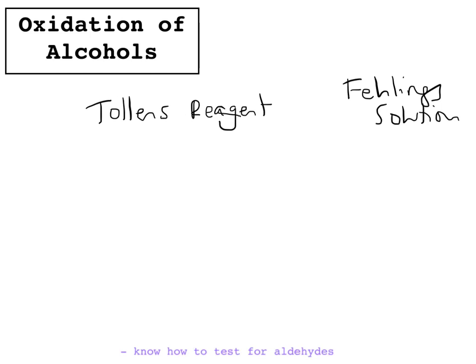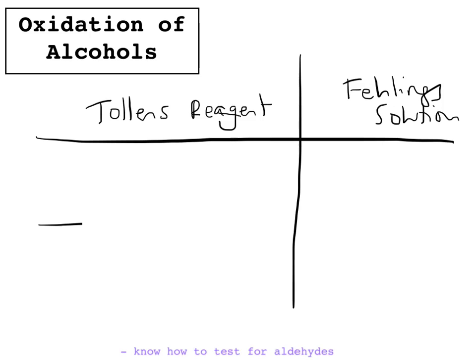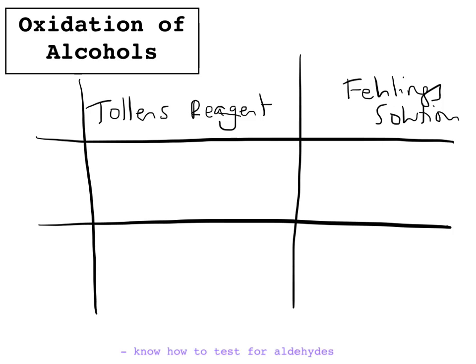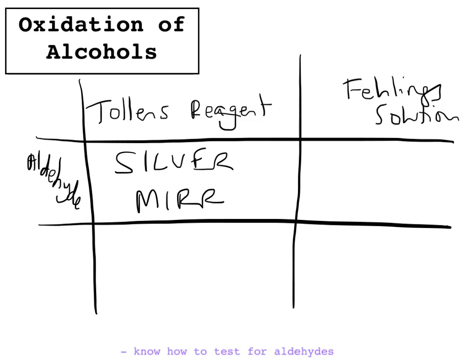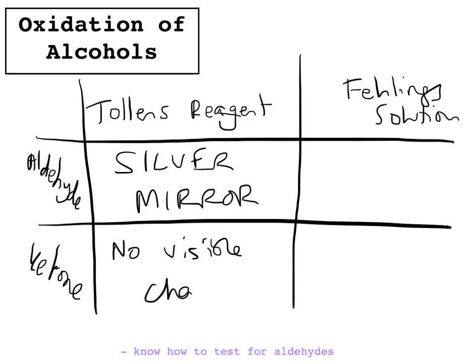These two things will do different things depending on whether you've got an aldehyde or a ketone. An aldehyde will give a silver mirror with Tollens reagent, but a ketone, and indeed a carboxylic acid, will do nothing, so you'll see no visible change. With Fehling solution, you'll see a brick red precipitate.